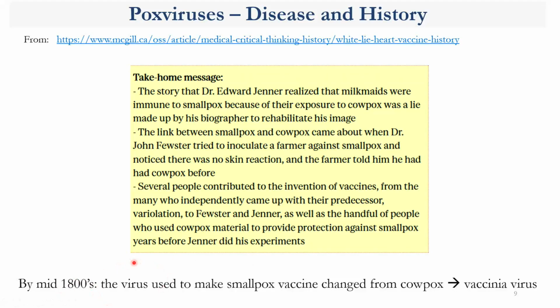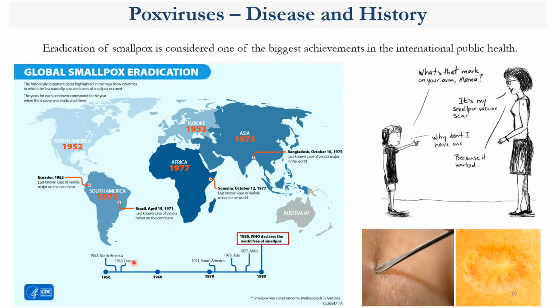And by the mid-1800s, the virus that was used to make the smallpox vaccine was changed from cowpox to vaccinia virus, okay? So it has a very interesting history. And like I said, smallpox has been eradicated, and this is considered one of the biggest achievements in public health. Just like we saw for COVID, there was a mass effort worldwide to eradicate this disease, okay?